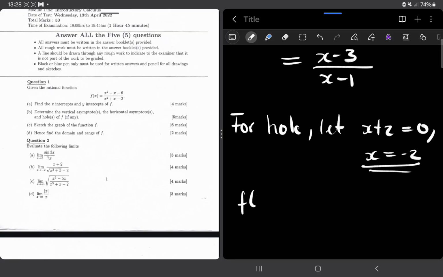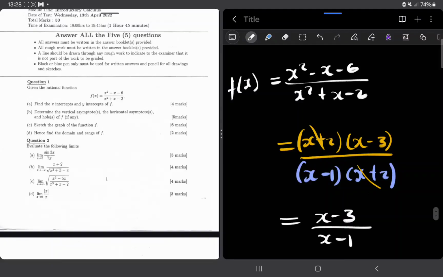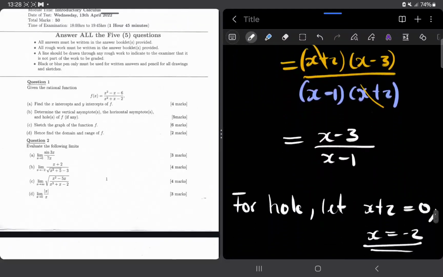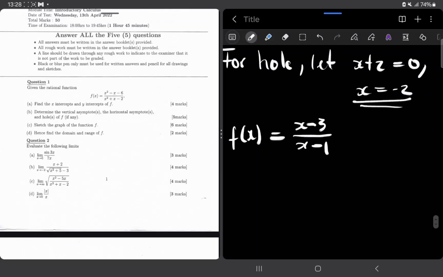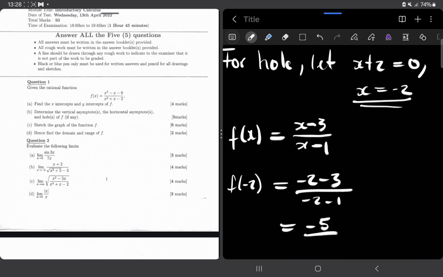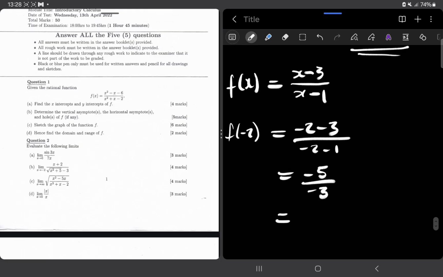You can now say f of x is equal to, we'll take the simplest version here, which is x minus 3 over x minus 1. For the hole, we need the coordinates. So here we know it's at x equal to negative 2 because we let the factor which cancelled, the common factor, be equal to 0. Then now we are going to take this x value and put it in to see what is the y value of our hole. F of negative 2 is equal to negative 2 minus 3 over negative 2 minus 1, which becomes negative 5 over negative 3, right? The negatives cancel, it becomes positive 5 over 3.